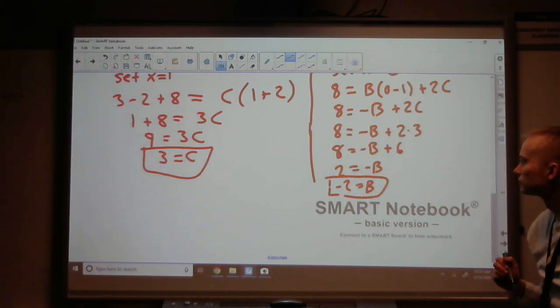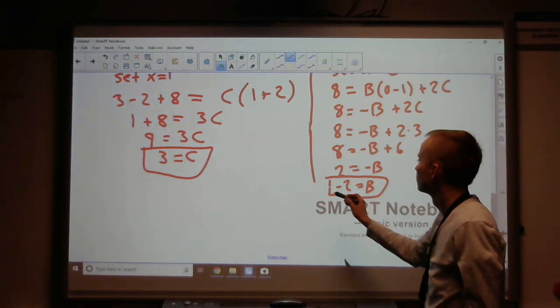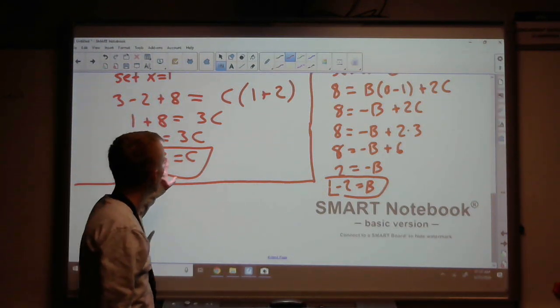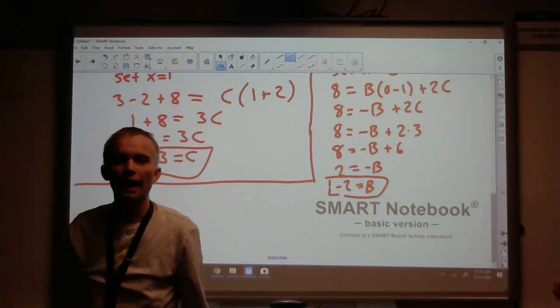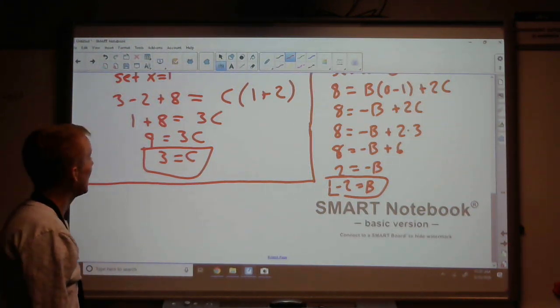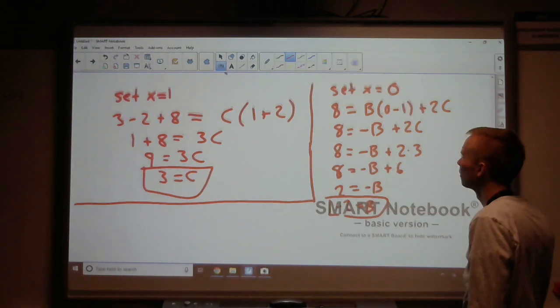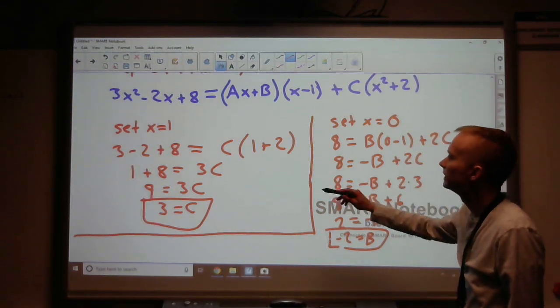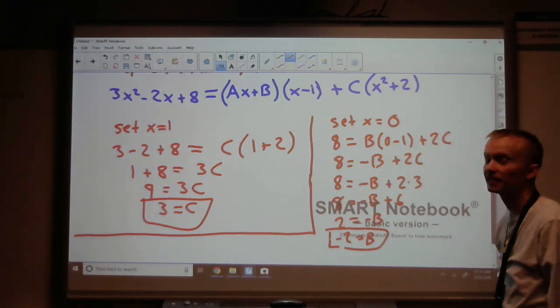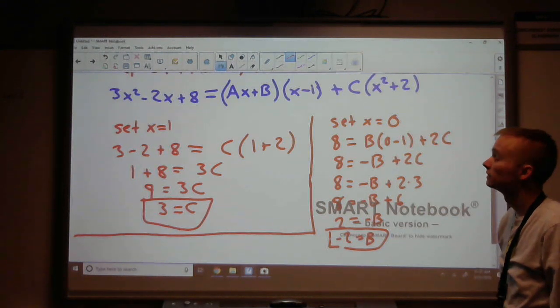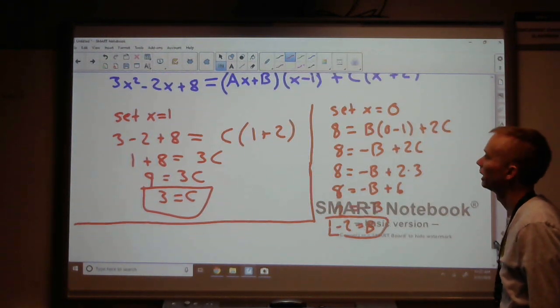Okay? So I found c, I found b. Now I just need to find a. And to find a, I really can just plug in any other number as long as it's not these two, because those ones make the a go away. So I don't know what we could do. Maybe I've already done 0 and 1. Let's do maybe 2.